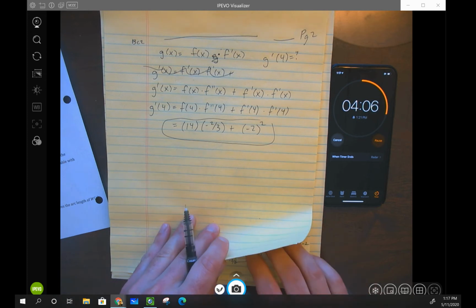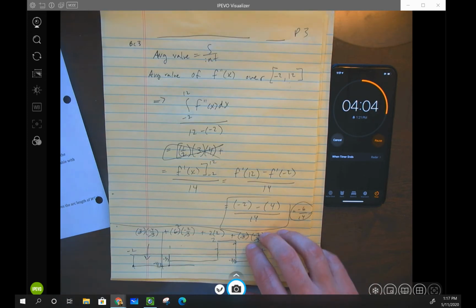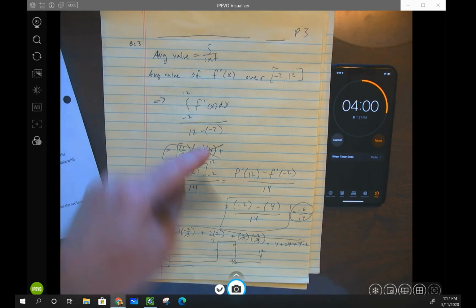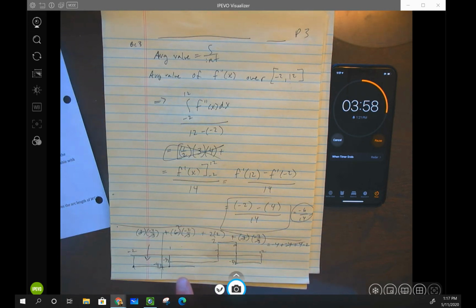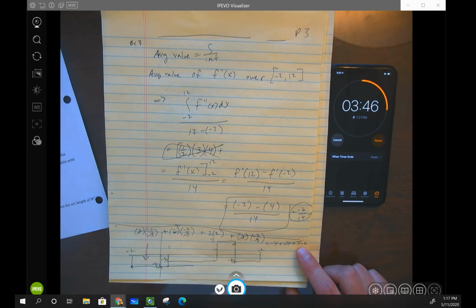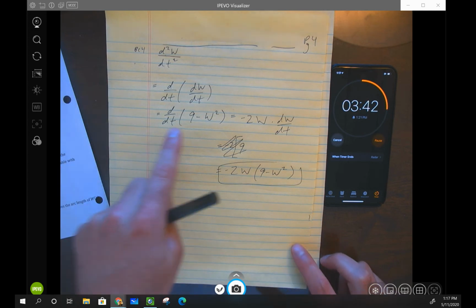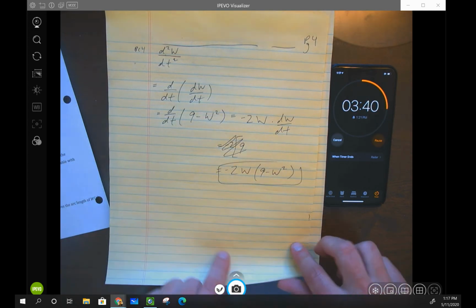BC2, product rule. BC3, two different ways to get the answer. I took the antiderivative, evaluated at the endpoints, and I got negative 6 over 14. I would have gotten the same answer if I graphed the derivative of the derivative using slopes and found the signed area under the curve. I still got the same numerator, negative 6, divided by the interval. And then BC4 was taking the derivative of the derivative. Don't forget chain rule, and it's actually a really easy problem.